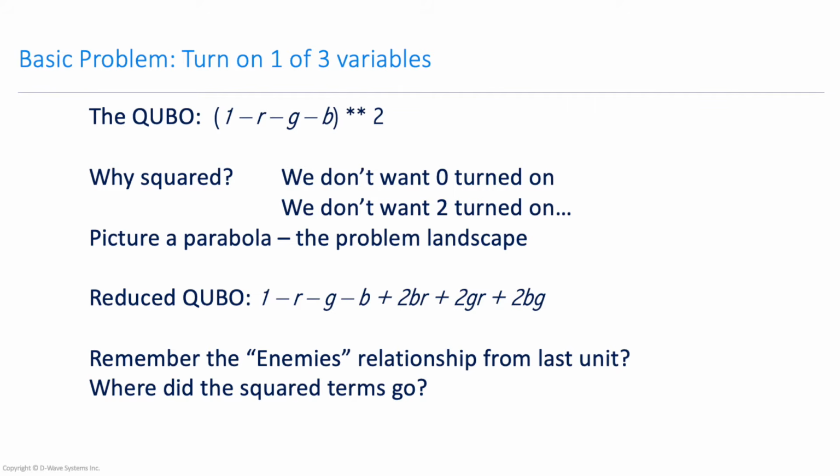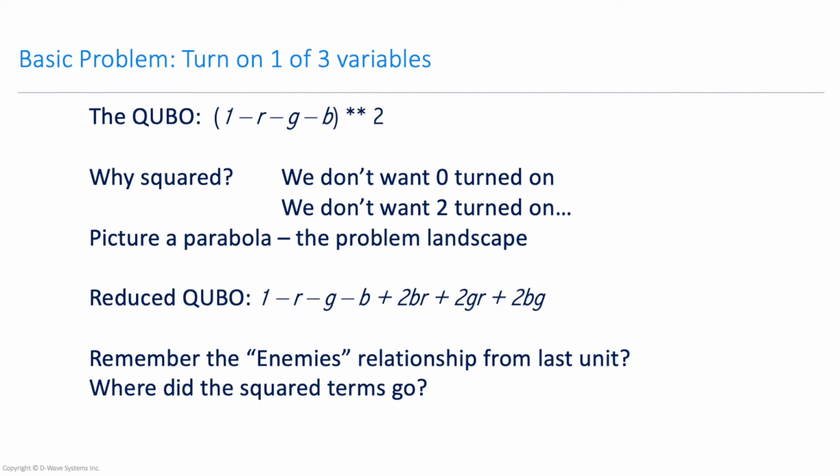So it's a parabola. And now when I do the algebra for this, it turns out to be 1 minus R minus G minus B plus 2BR plus 2GR plus 2GB. And there's no squared terms. And where did the squared terms go? In other words, where's R squared and G squared and B squared? And I'm assuming that you're familiar with multiplying out (1 - R - G - B) times itself, which is, you could use the FOIL method or write it on top of itself, however you do math like that.